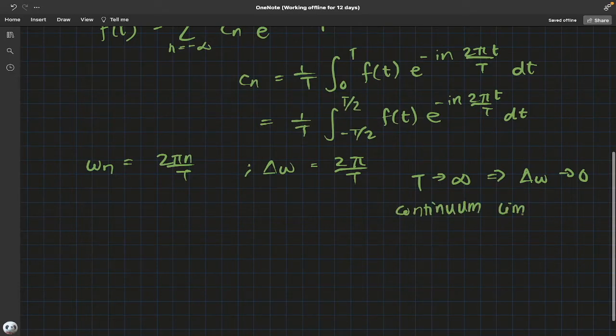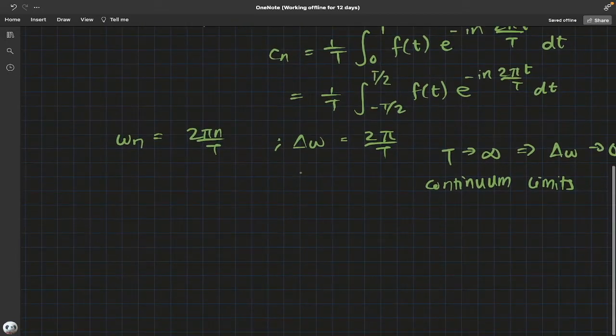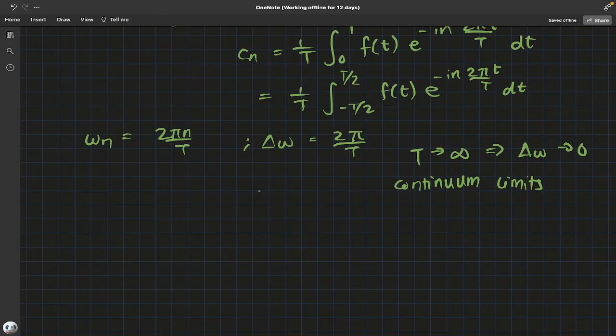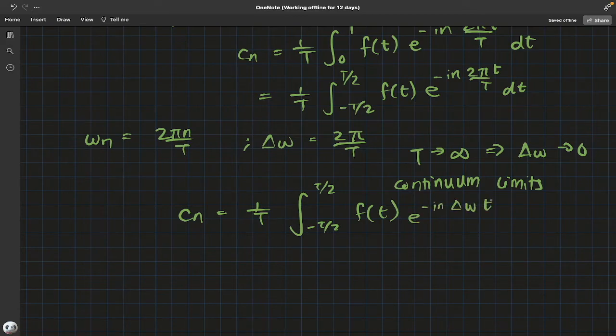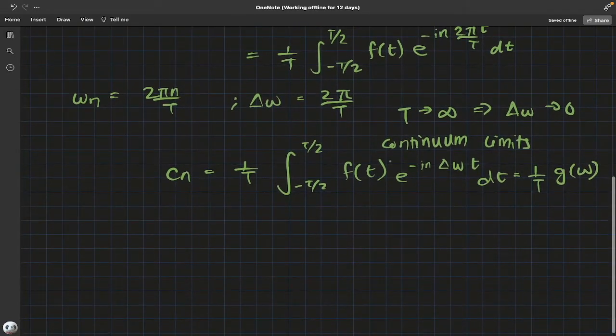And why do I call them continuum? Because the sum's going to turn into an integral. Spoiler alert. So we have Cn defined this way. And then we use this definition that we have 1 over T integral with symmetric bounds f of t e to the negative i n delta omega t dt, which is actually going to be 1 over T, say, g of omega. G of omega is this integral inside. It's going to be a function of omega.